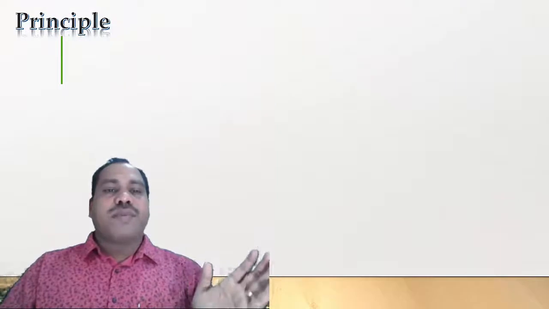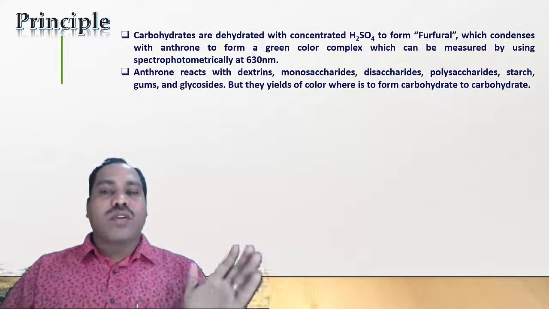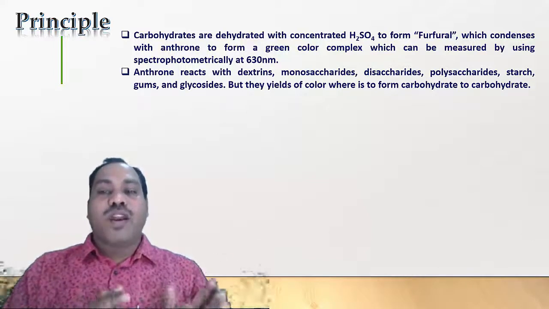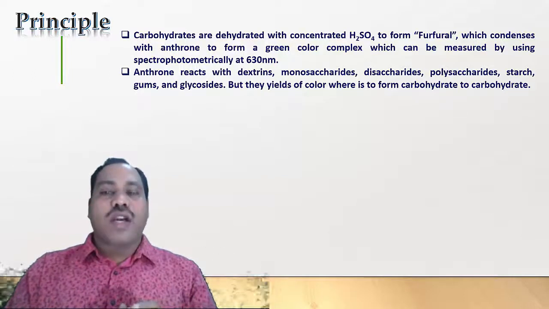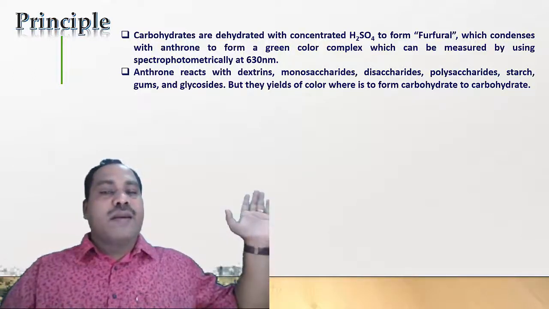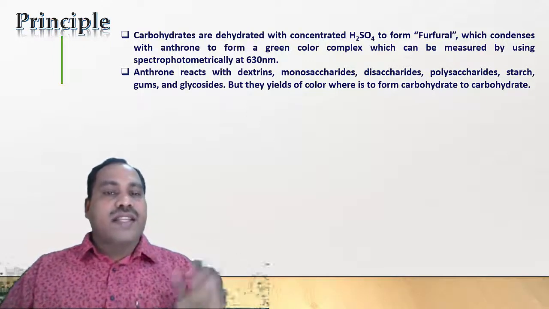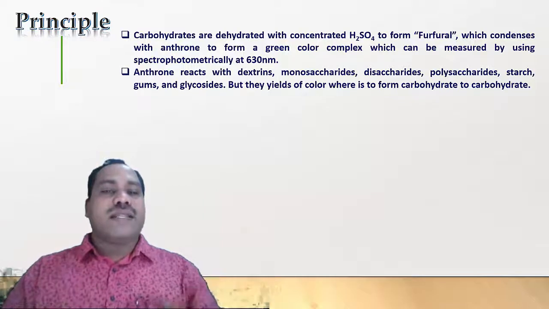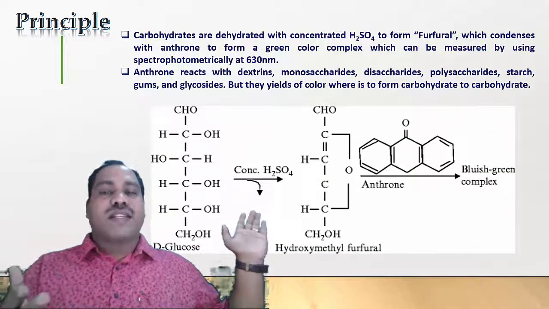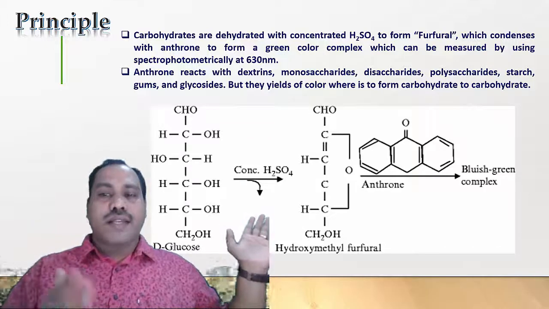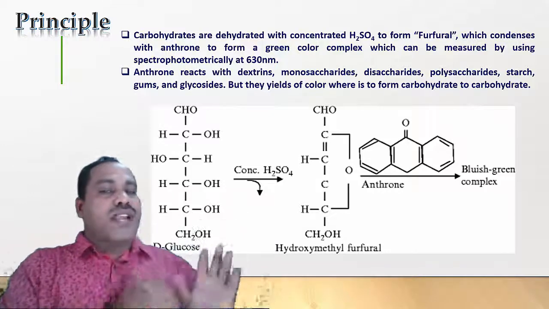The principle of this method: carbohydrates are hydrated with concentrated sulfuric acid to form furfurals, which condense with anthron to form a green color complex, which can be measured using a spectrophotometer at 630 nanometers. The anthron reagent is a very sensitive reagent, and it can react with different types of carbohydrates such as dextrins, monosaccharides, disaccharides, polysaccharides, starch, gum, and glycosides.